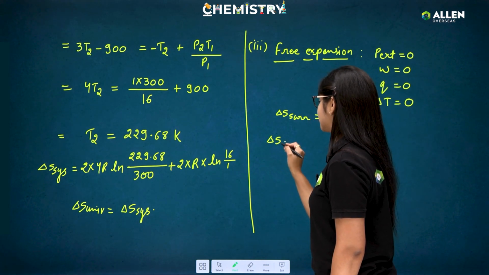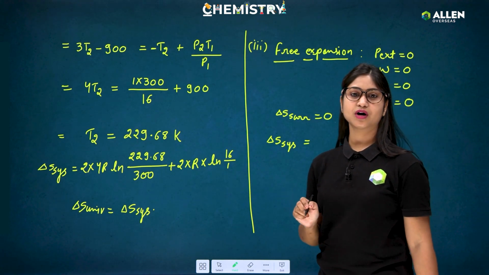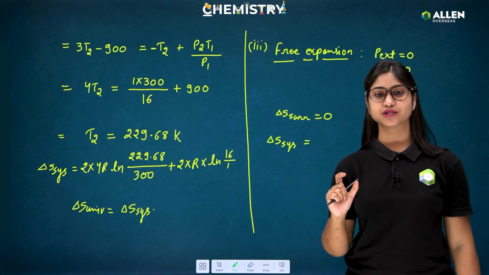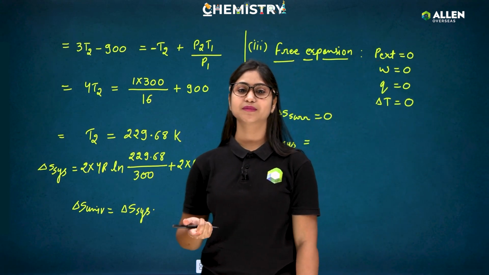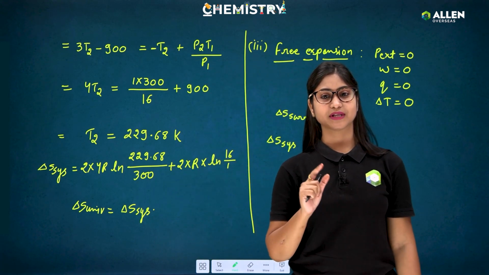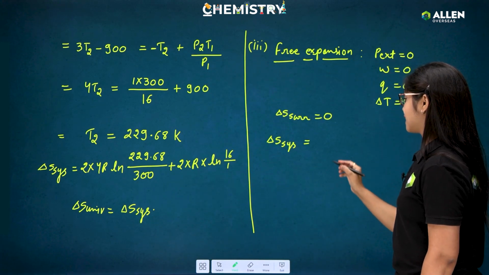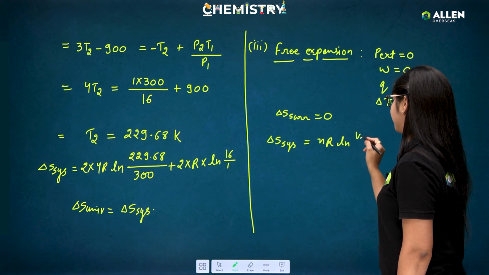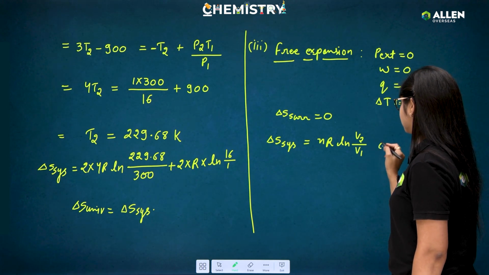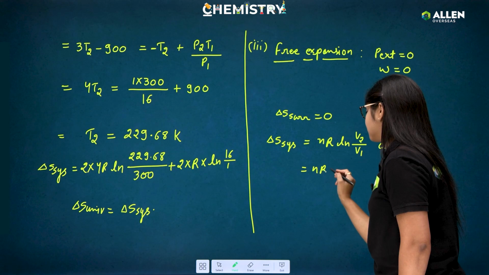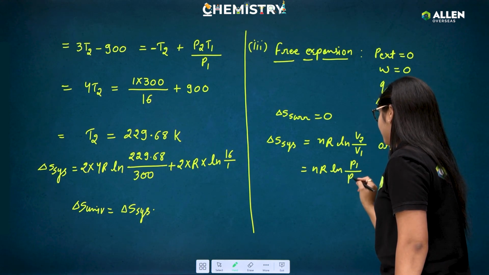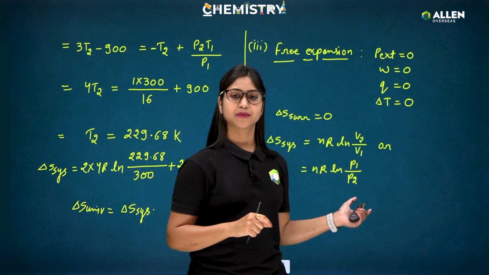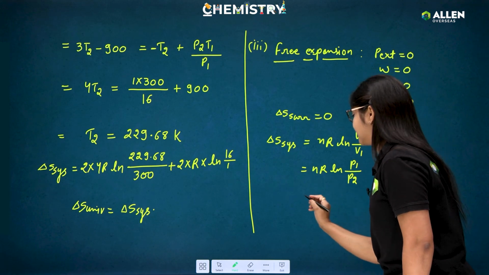But delta S system is not equal to 0. Why? Because heat exchange is not taking place, but volume is changing. In free expansion, volume is changing, and due to that volume change, entropy will be increasing. So entropy change will be there for the system, and you can find this value using the formula NR ln V2 by V1 or NR ln P1 by P2, because temperature is constant, so V2 by V1 can be written as P1 by P2 also. So we can use this formula to find delta S system.